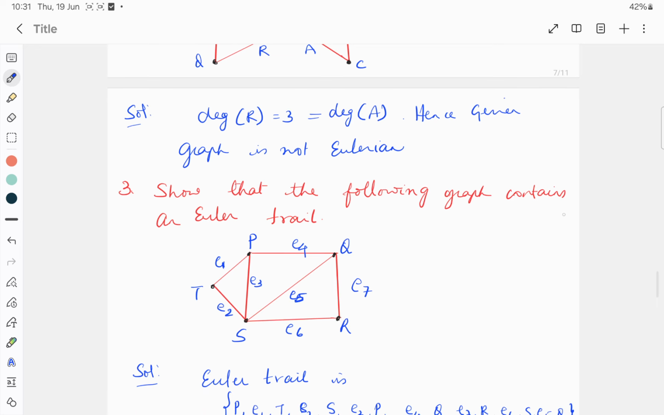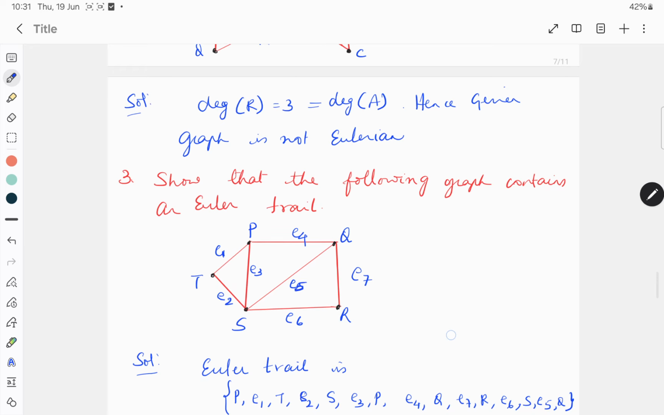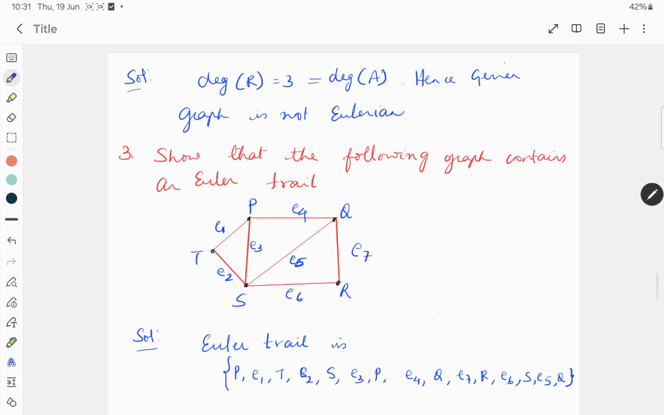Now show that the following graph contains an Eulerian trail. It need not be a closed trail, right? So there is an Eulerian trail. If I start from P, T, which has edge E1, so I'll include that E1 in the sequence. P, E1, T, E2, S, E3, P, E4, Q, E7, R, E6, S, E5, Q. See, the starting and the ending vertices are not the same. Hence it is an open trail. But it is an Eulerian trail because all the edges are covered only once.